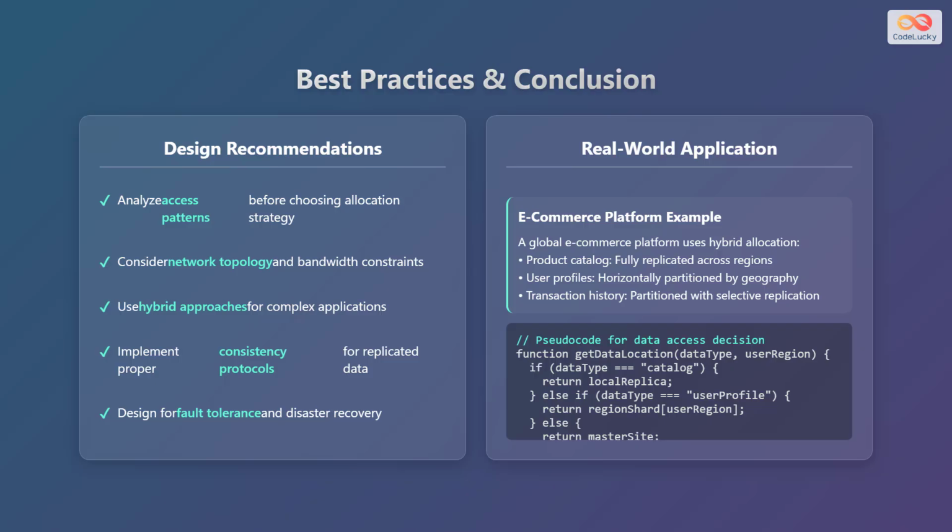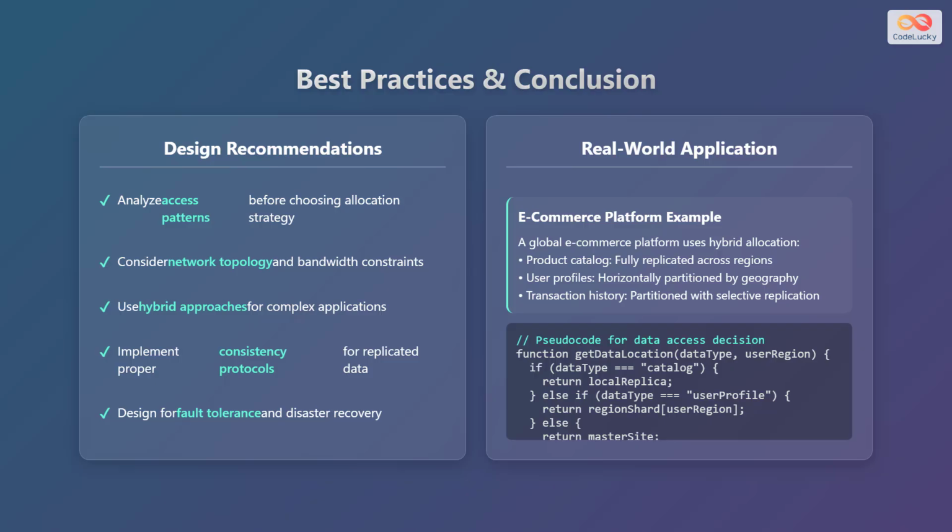For example, a global e-commerce platform uses hybrid allocation. Product catalogs are fully replicated across regions. User profiles are horizontally partitioned by geography, and transaction histories are partitioned with selective replication.